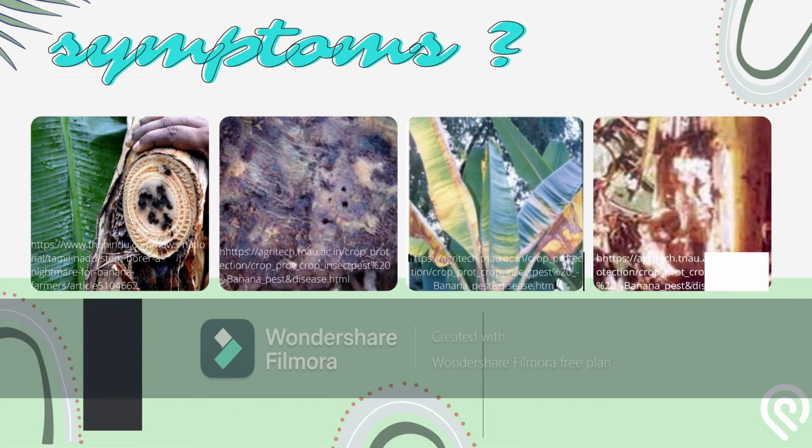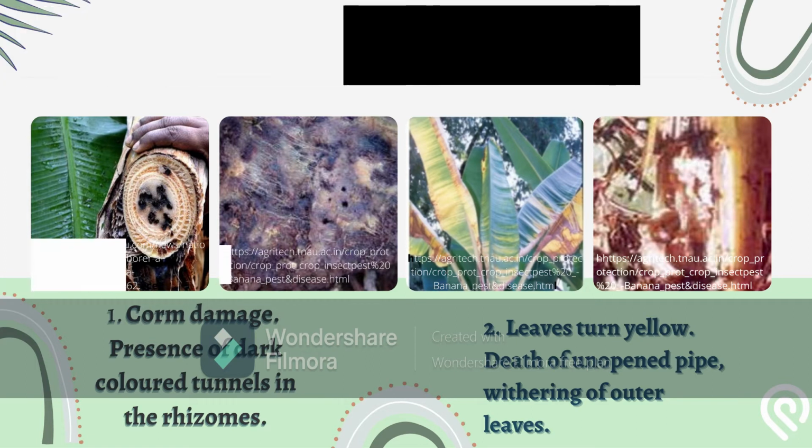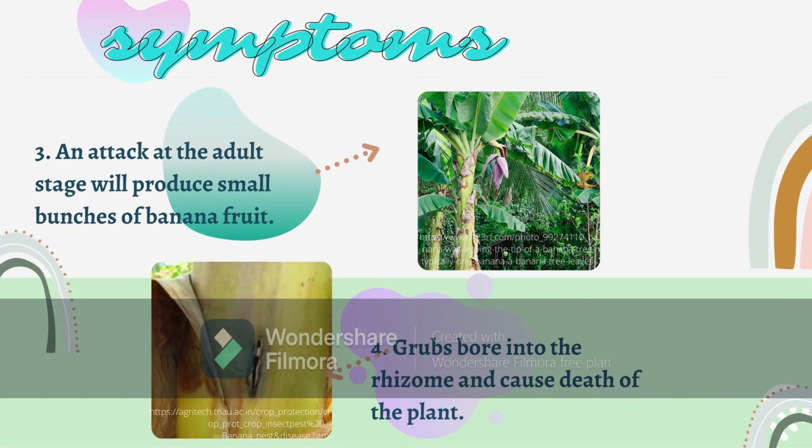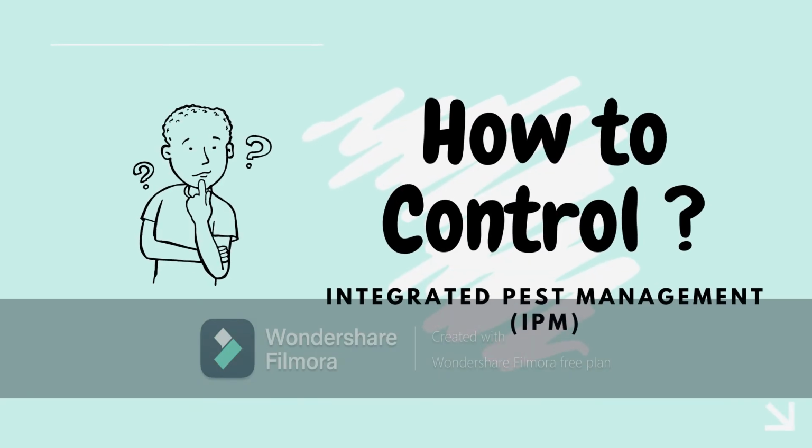When a banana tree is infested at a severe rate with this root borer, it shows symptoms like, first, presence of dark-colored tunnels in the rhizome; second, death of the unopened part and the leaves turn yellow and wither; third, grubs bore into the rhizome and cause death of the plant. Lastly, attack at the adult stage will produce small bunches of banana fruit.